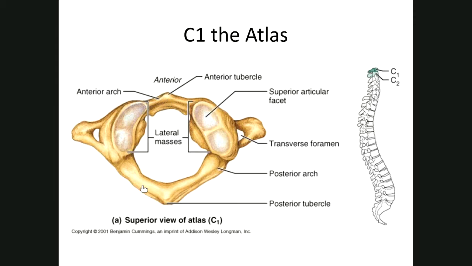C1 is called the atlas. It's called the atlas because in Greek mythology, Atlas holds the world on his shoulders. Well, this one is holding the skull on top of your body, on top of the vertebral column. It's the very top vertebra holding your skull. So they named it after Atlas.